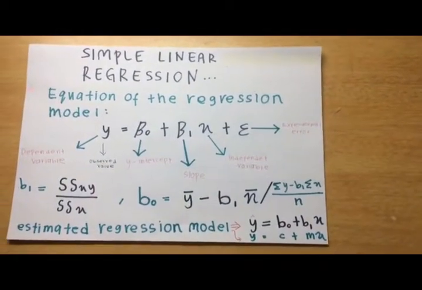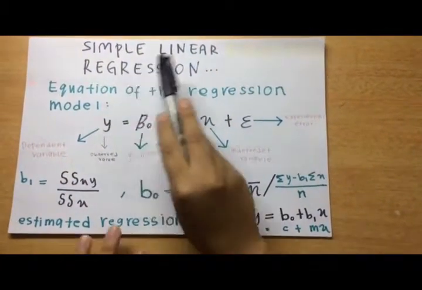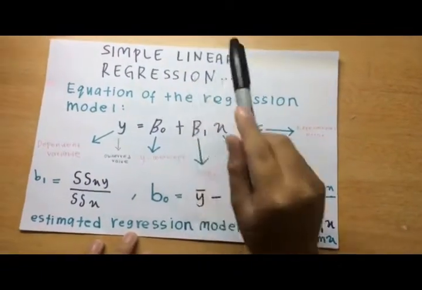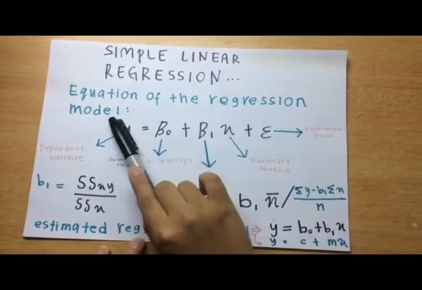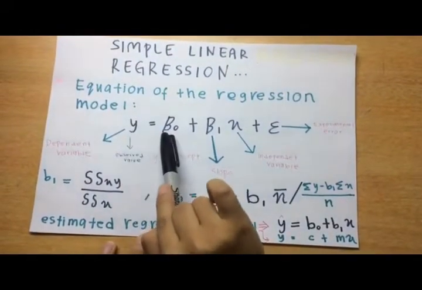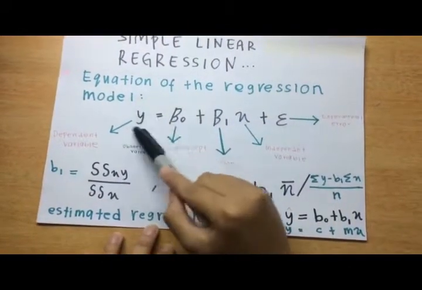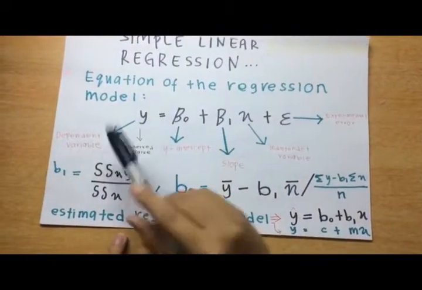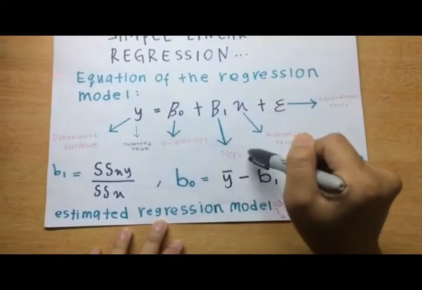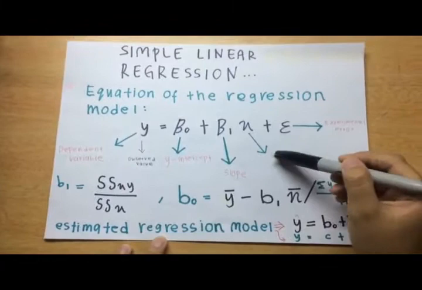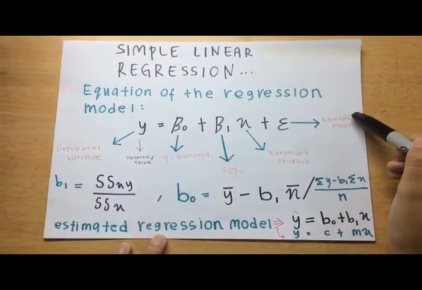So next we move to regression analysis. In regression analysis, we have simple linear regression. In simple linear regression, we need to know the equation of the regression model. The equation is y equals b naught plus b1x plus error. Y is the dependent variable. B naught is the y-intercept. B1 is the slope or gradient. X is the independent variable, and error is the experimental error.